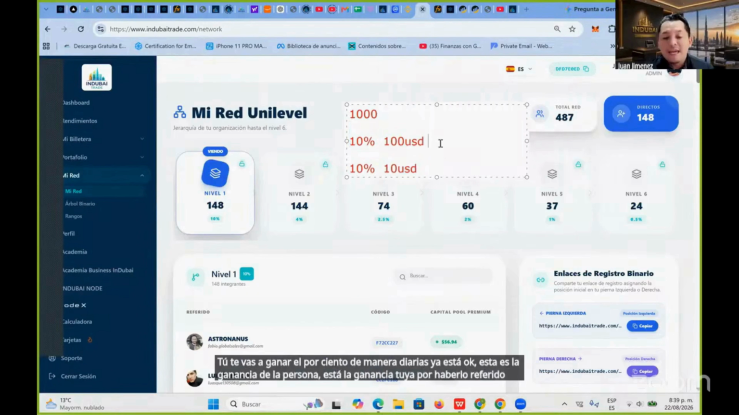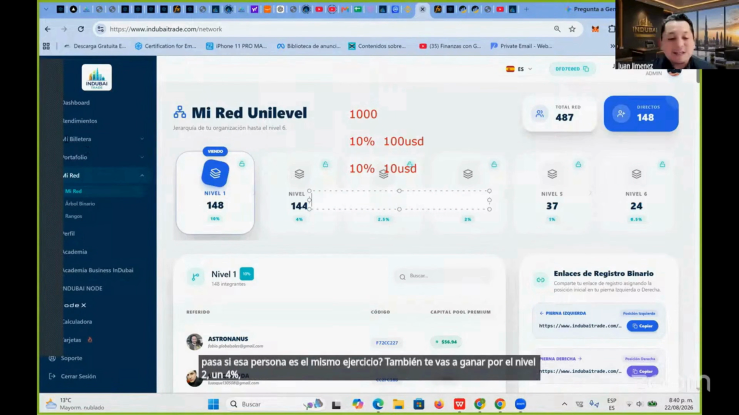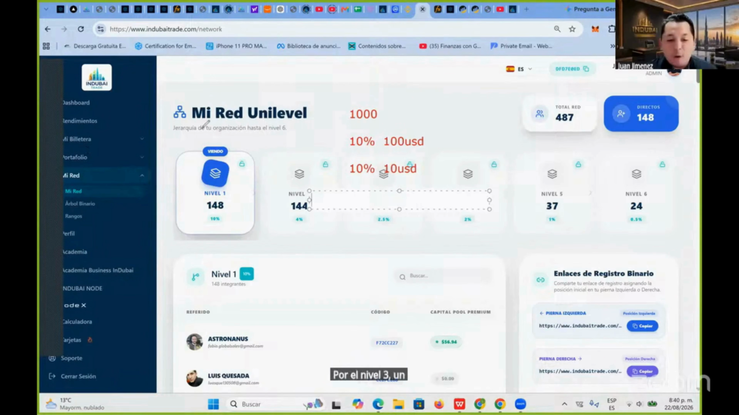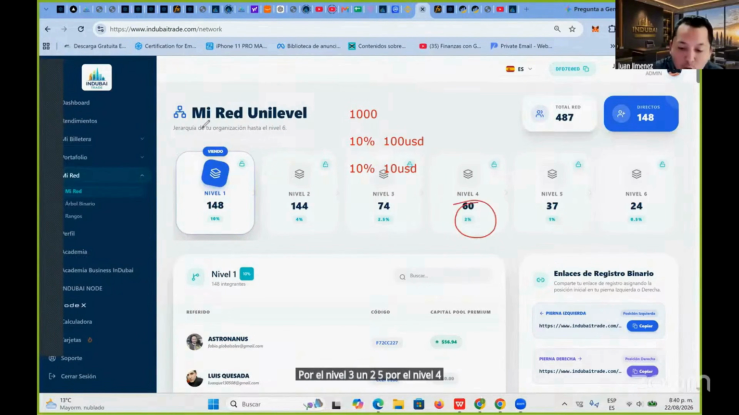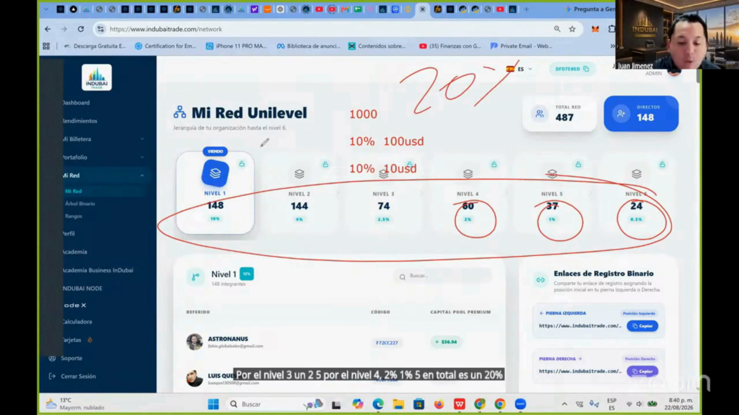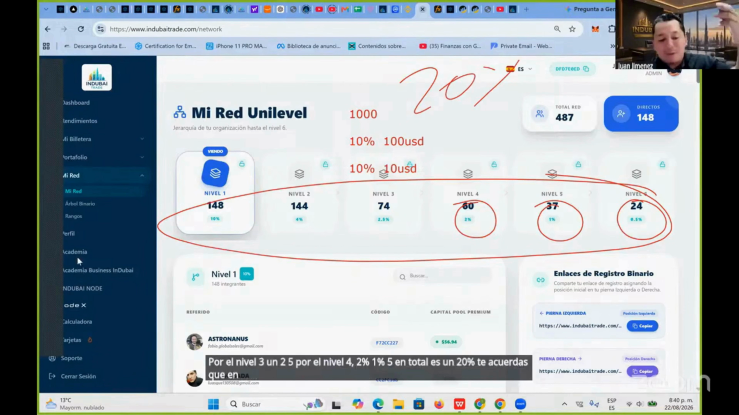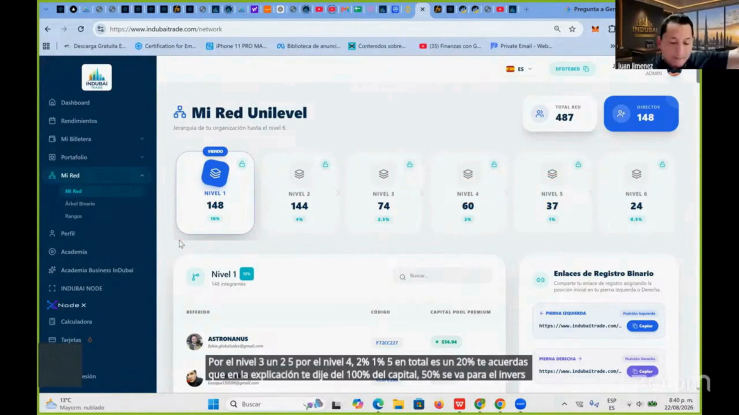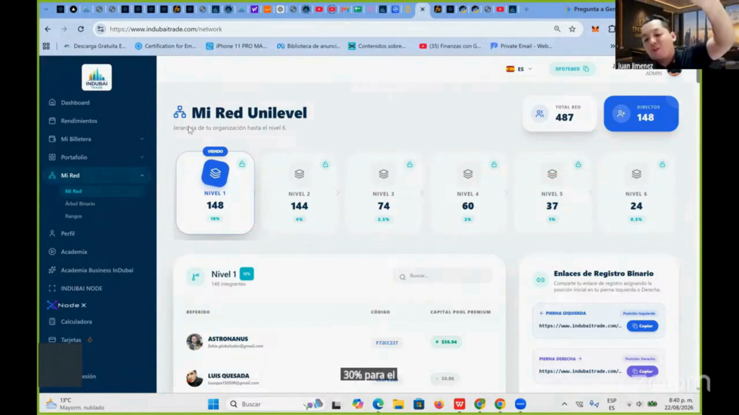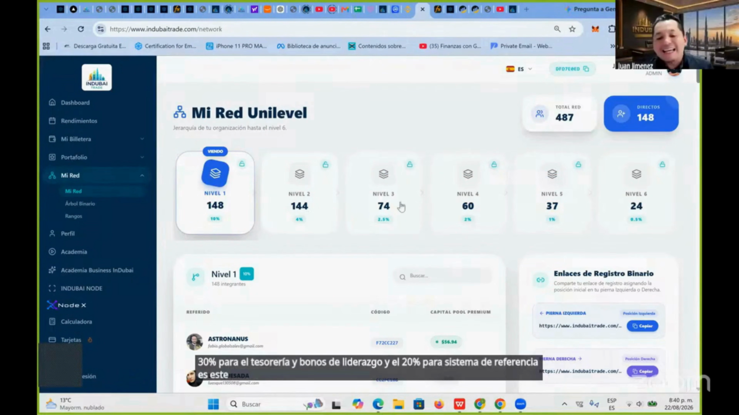What happens if that person does the same exercise? You will also earn 4% from level 2, 2.5% from level 3, 2% from level 4, 1%, and 0.5%. In total, it is 20%. Do you remember that in the explanation I told you about the 100% of the capital, 50% goes to the investor, 30% to the treasury and loyalty bonuses, and 20% to a referral system? It is this one, the one I just explained to you at this very moment, okay?